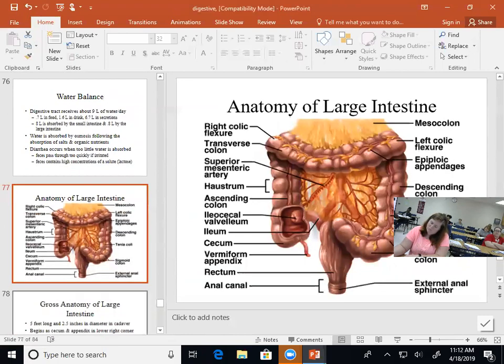All right, so now let's look at this large intestines. Have we removed the small intestines? Yeah, so now we've removed the small intestines. We know this is the last part of the small intestines, the ileum right here.